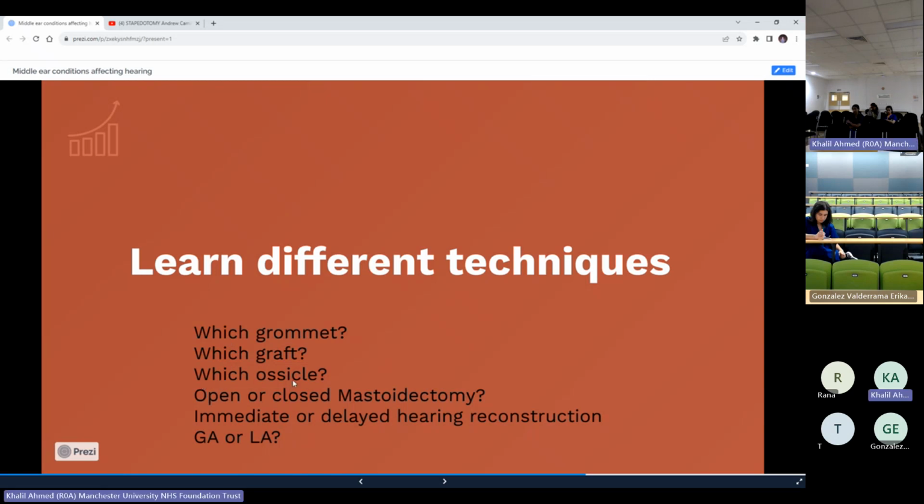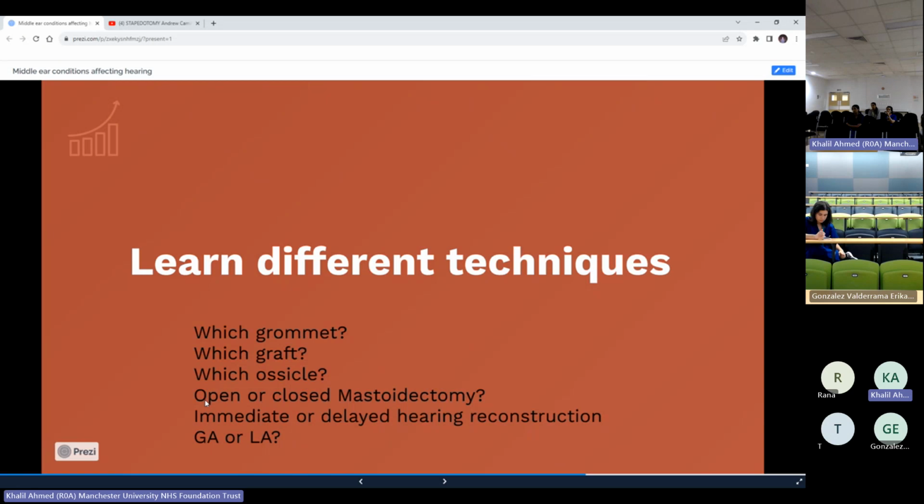And again, same with an ossiculoplasty. Do you want a natural ossicle like incus or head of malleus, or do you want an artificial one? Or do you want to use a bit of cartilage? Or do you want to use cortical bone from the skull bone? There are lots and lots of options. And you've got to learn all your options. So if you're interested, you want to learn every different type of thing.